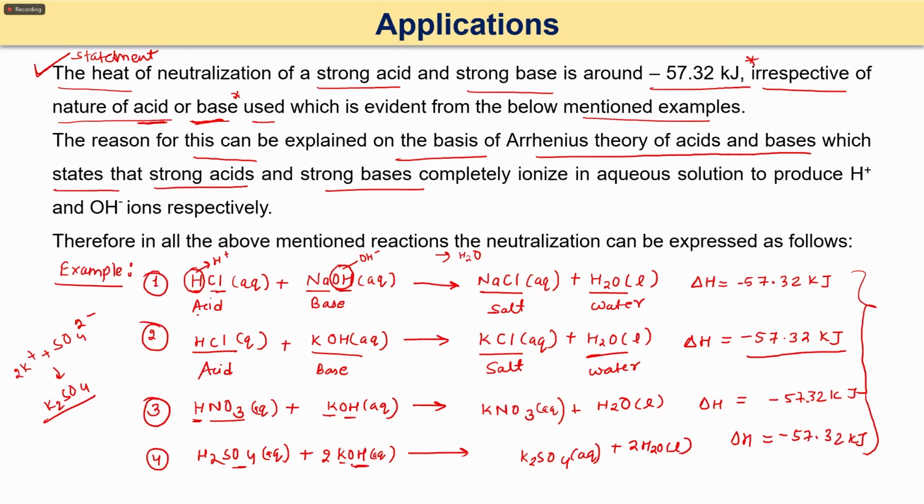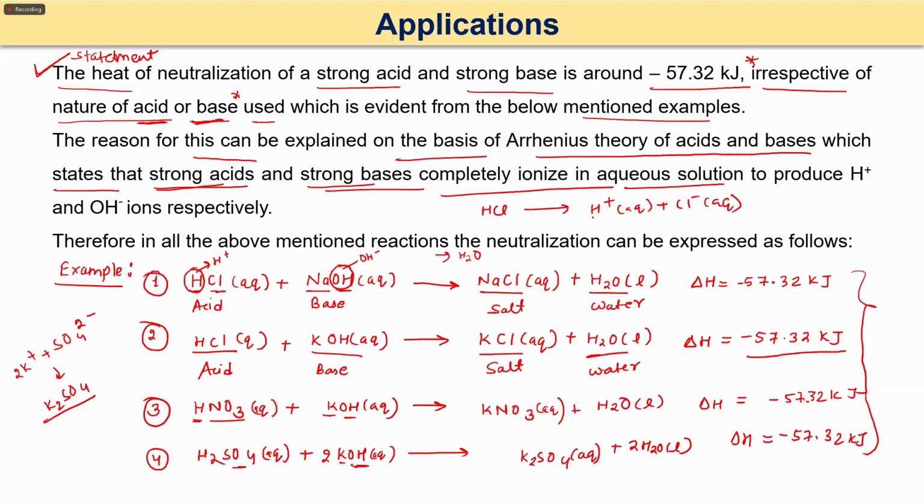So all these are strong acids: your sulfuric acid, nitric acid, hydrochloric acid, all these are strong acids. Similarly, your sodium hydroxide and potassium hydroxide, they are strong bases. So they are stating that strong acids and strong bases completely ionize in aqueous solution. Okay, so if HCl is there, in aqueous solution, they will form H plus, Cl minus aqueous. Okay? So they completely ionize.